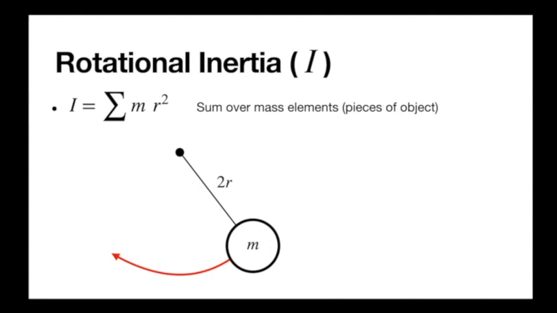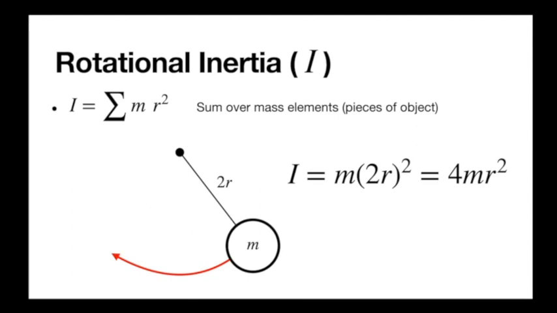What if we have one mass element that's the same as the original mass, just m, but it's 2r away? So we double the distance it is away from the axis of rotation. In that case, we still only have one to add up, but this 2r gets squared. So its moment of inertia is actually 4mr squared. So if we have just one element and we double the mass, we double the rotational inertia. But if we double the distance of that mass from the axis of rotation, we quadruple it.